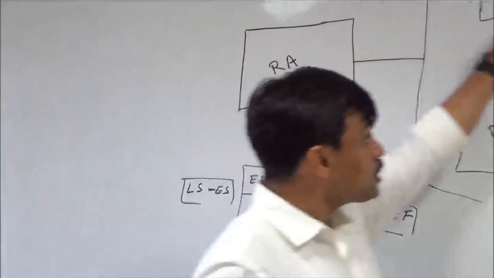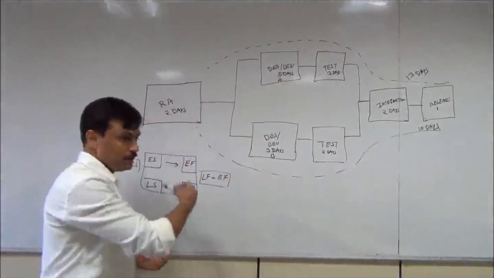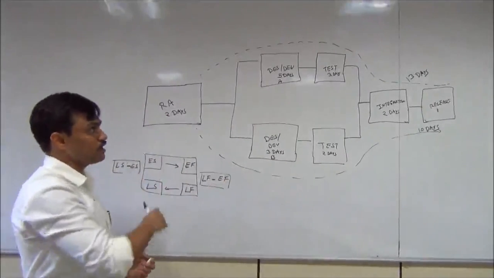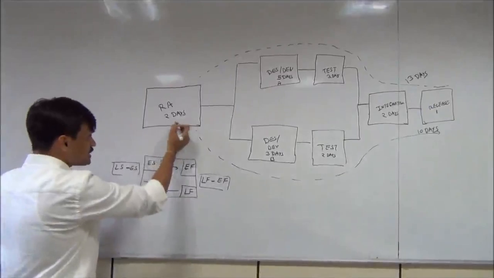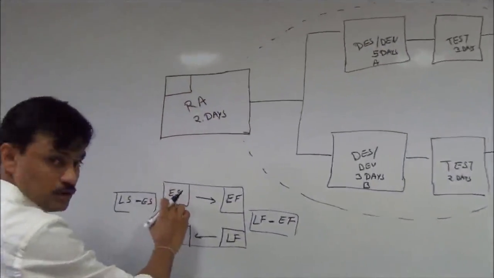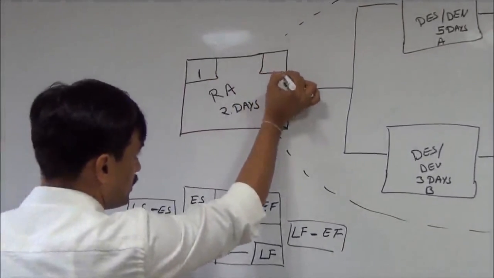For the activities which are on the critical path, we will have zero slack. So let us calculate the forward pass and backward pass for this schedule network diagram. Since the first activity is 2 days, here we need to put an early start. So early start is day 1 and early finish is day 2.